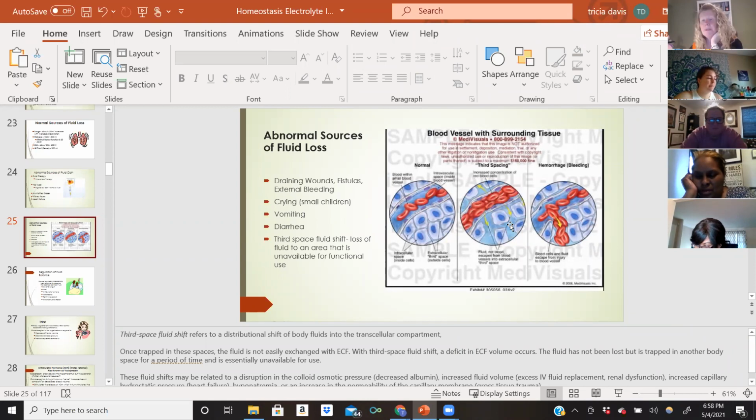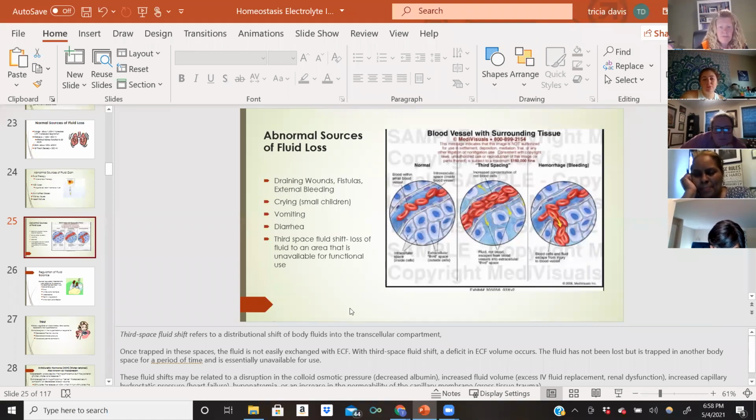It's not useful. And the patient gets swollen and it makes them hard to breathe. So we don't want third spacing. We don't ever want to see that in our patient. It becomes trapped there, and it cannot exchange with the ECF fluid.